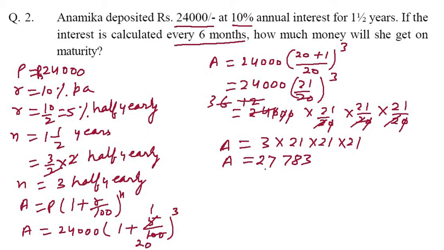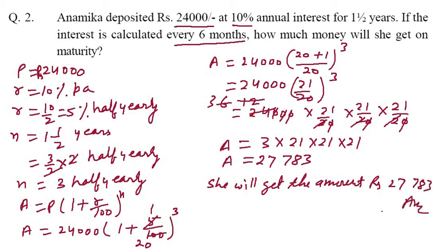So amount will be 27,783. So C will get, you can write here, C will get the amount rupees 27,783, and that will be your answer.